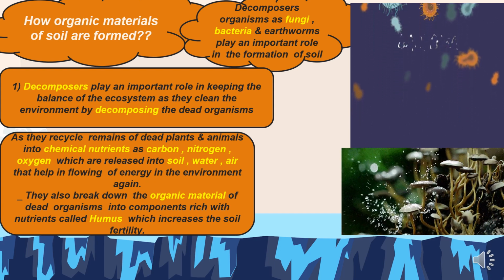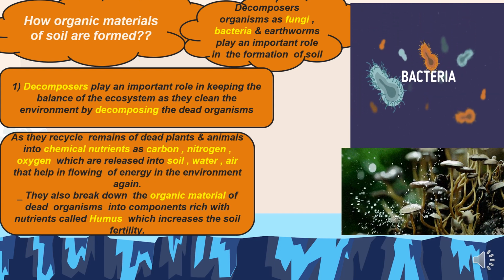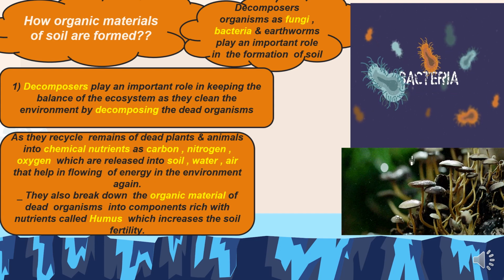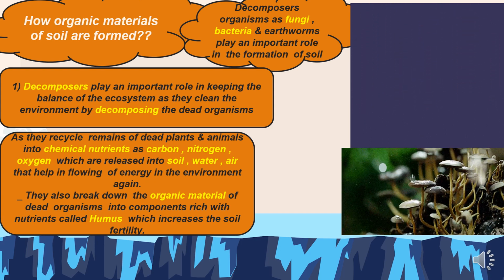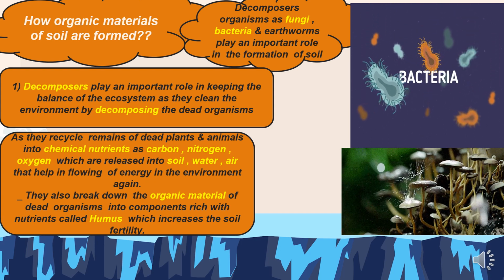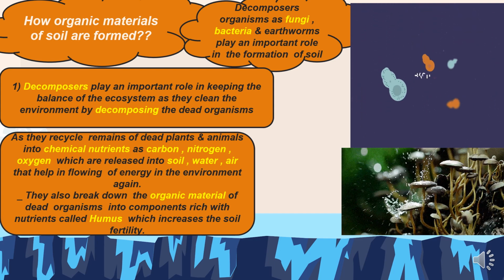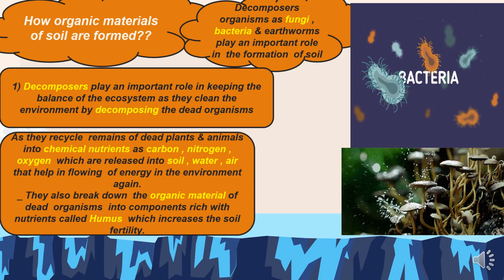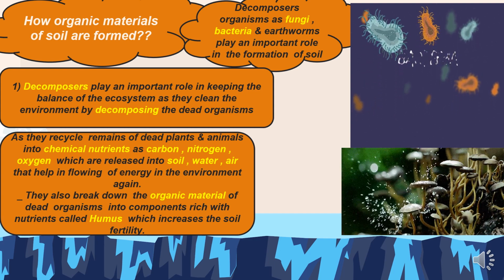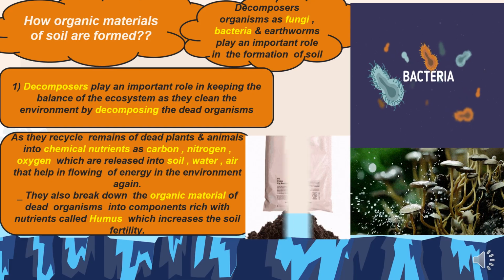And also, decomposers break down the organic material of dead organisms into components which are going to reach humus. Humus means the organic material which is found inside the soil. And by increasing the amount of humus inside the soil, fertility is going to increase also.